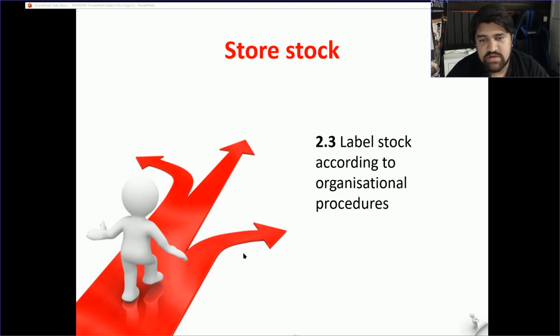2.3, label stock according to organizational procedures. For EQUISH, we always do the date that we've created or received the stock, the ideal day that we're going to use it by, and the item name. So that's, for us, really important, especially because we're cooking food, right?